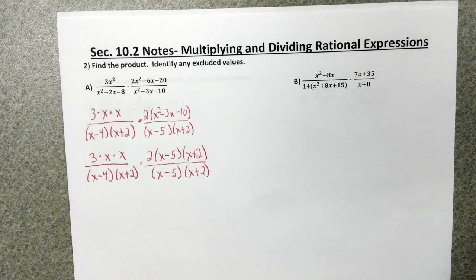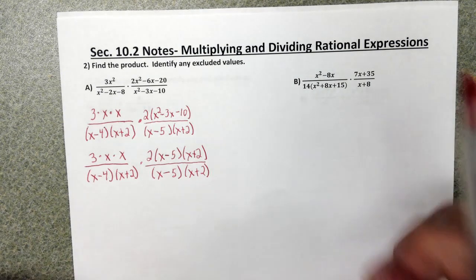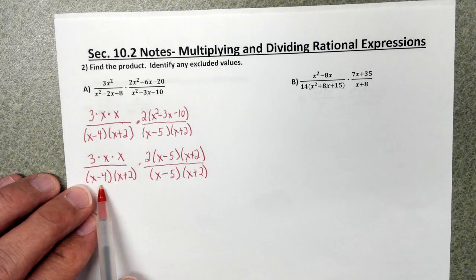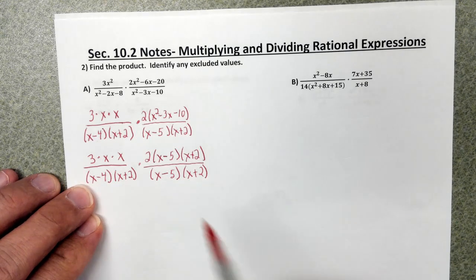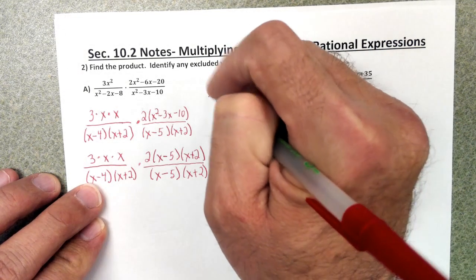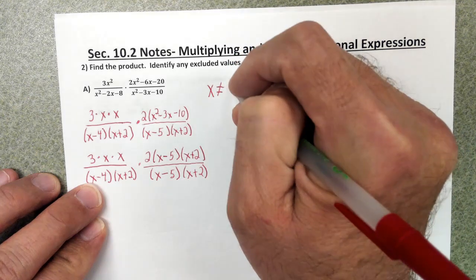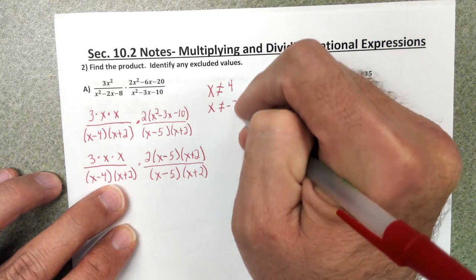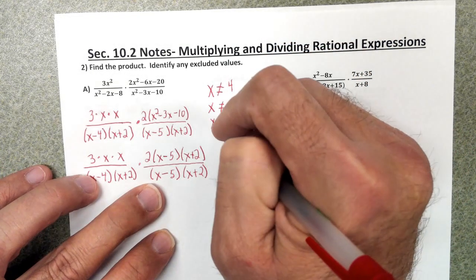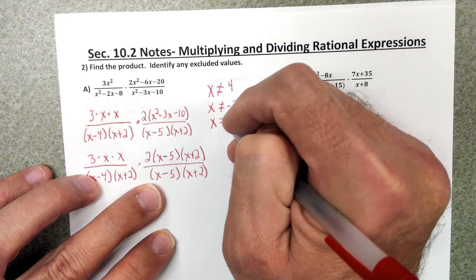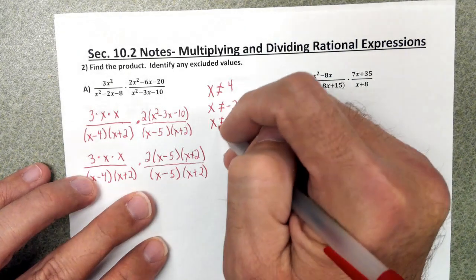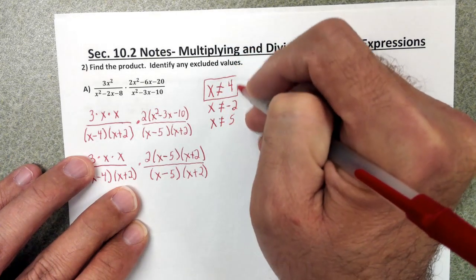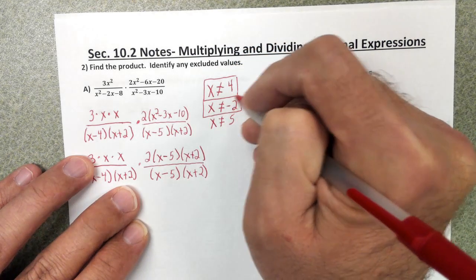All right, so now we've got everything factored, so now we can account for our excluded values. Remember, anything that makes our denominator 0. So each one of these factors will have an excluded value. So x minus 4, the excluded value will be a positive 4. X plus 2, the excluded value will be a negative 2. X minus 5, the excluded value will be a positive 5. And then the x plus 2's excluded value will be a negative 2 again, which I'm not going to rewrite because we've already got that accounted for on that one right there.